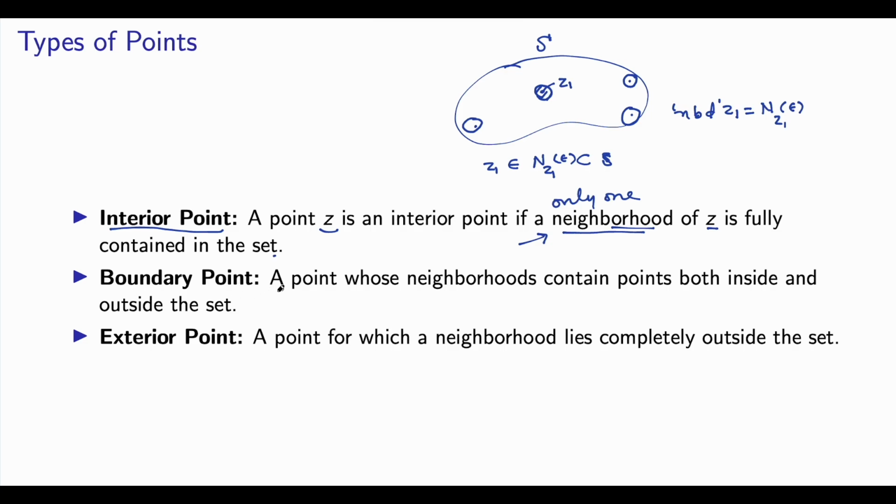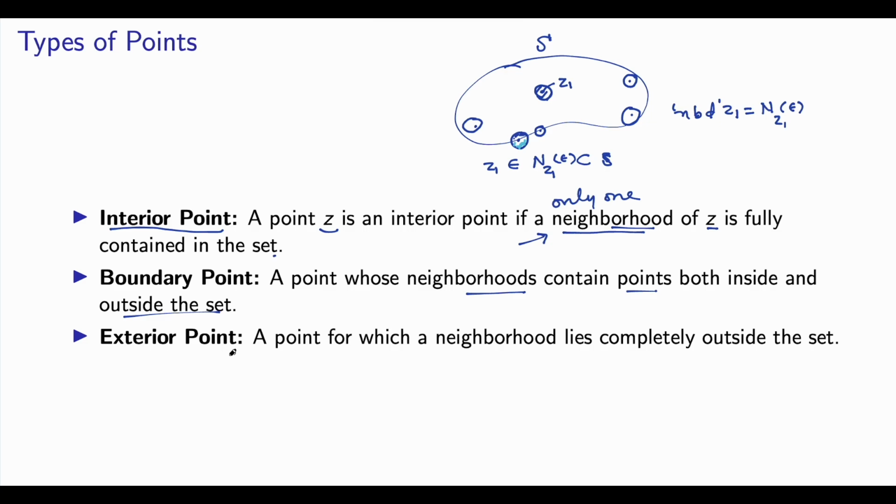What is a boundary point? A point whose neighborhoods contain points both inside and outside of the set. It means that if you take any point on the boundary and draw a neighborhood, any tiny neighborhood, some points will be outside of the set and some points will be inside the set, right? So this is called a boundary point.